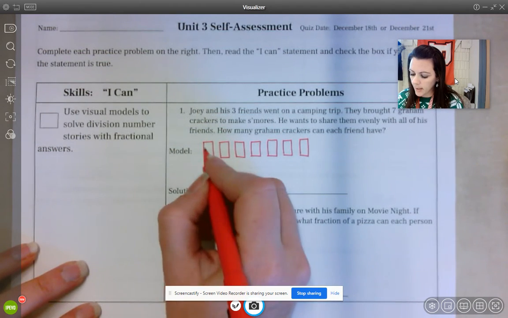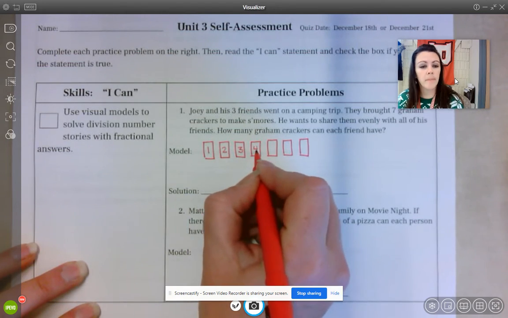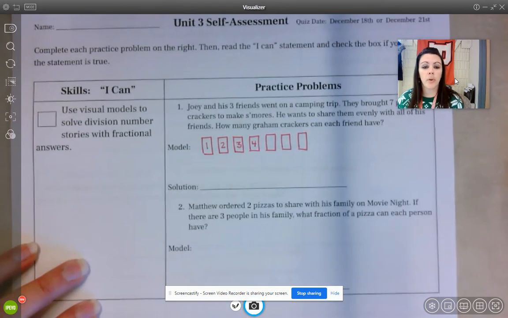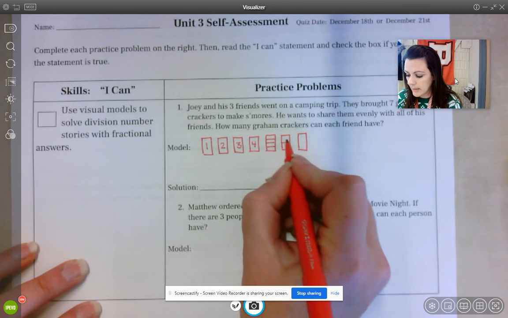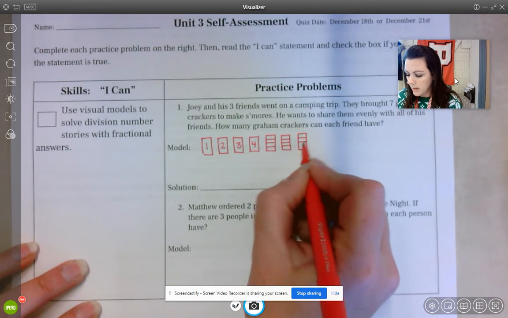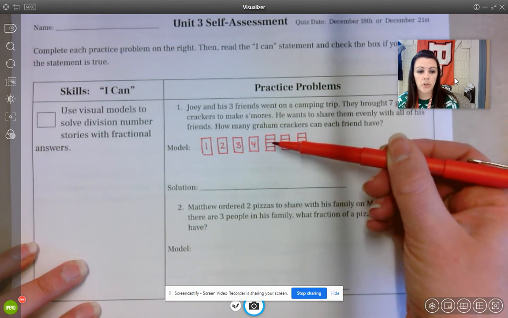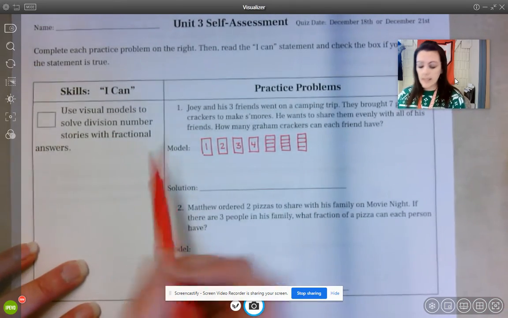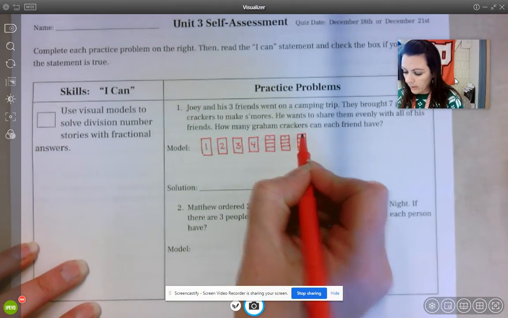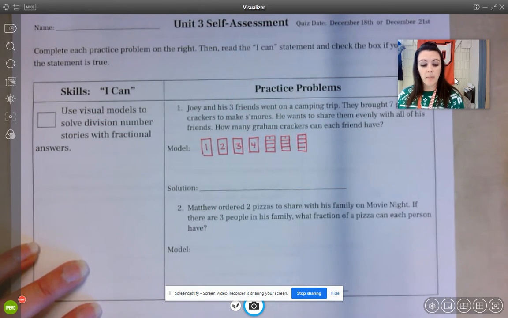I'm going to start passing out full-size graham crackers, 1, 2, 3, 4. And then these last graham crackers are going to be broken up. I'm just going to cut each one into fourths just to make it easier for me to see. And I'm just going to imagine 1 piece of this cracker going to person 1, person 2, person 3, person 4, and so on and so on. So I can see that each person is getting their own cracker and then a little piece of those last 3.